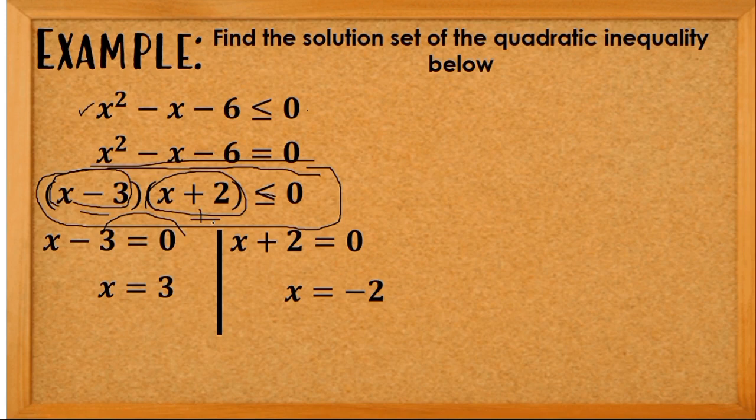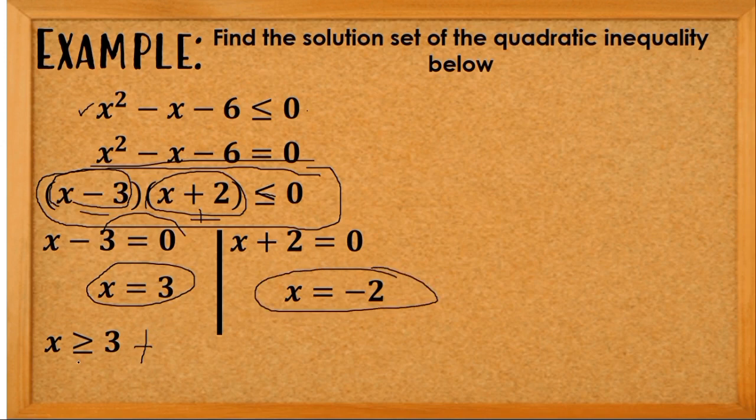So now, let's consider x is greater than 3, because x greater than 3 will give you a positive. These are from the critical points. And we're going to use x is less than or equal to -2. Why? Because when it is less than, it is negative. If you multiply positive and negative, the answer is negative, which is less than 0.